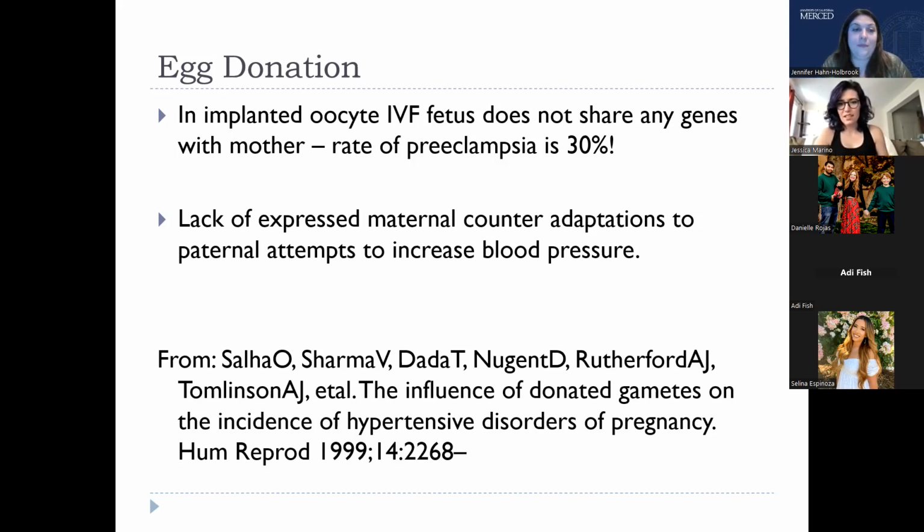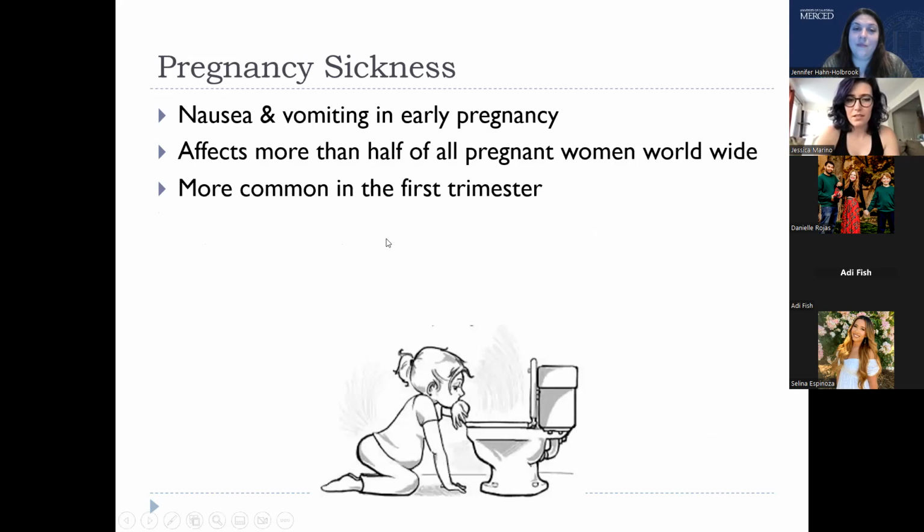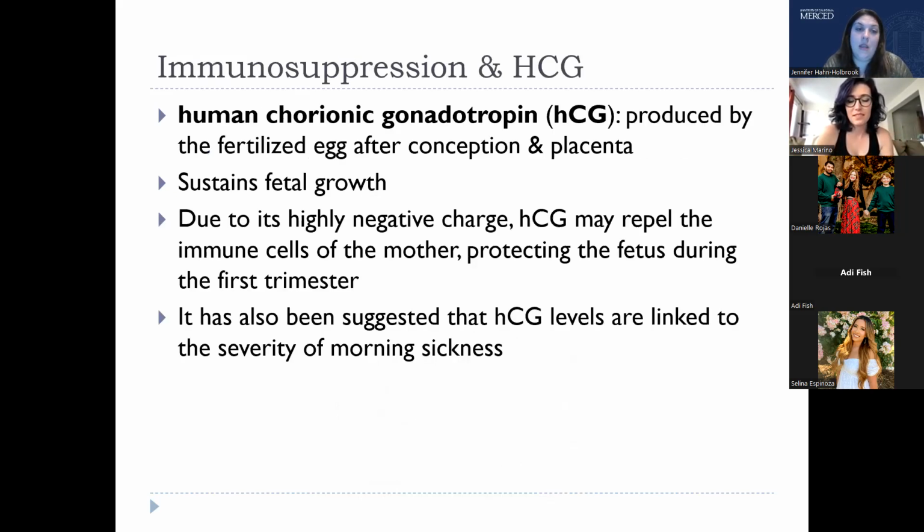So yeah, fun times. The last thing I want to talk about is pregnancy sickness. Pregnancy sickness, for those of you who've been pregnant, you know that most women, well, about 50% of women will experience some amount of nausea or vomiting in early pregnancy. Usually the peak of nausea and vomiting in pregnancy is associated with the first 3 months of the pregnancy. It affects more than half of all pregnant women worldwide and is more common in the first trimester.